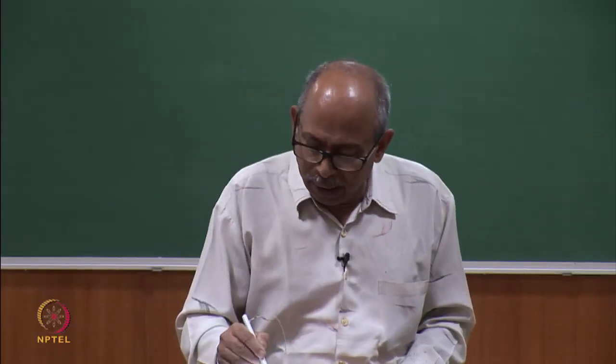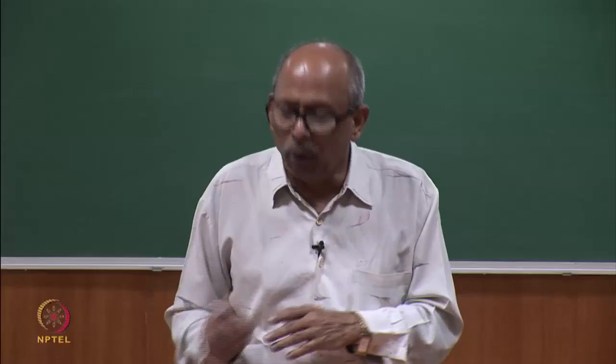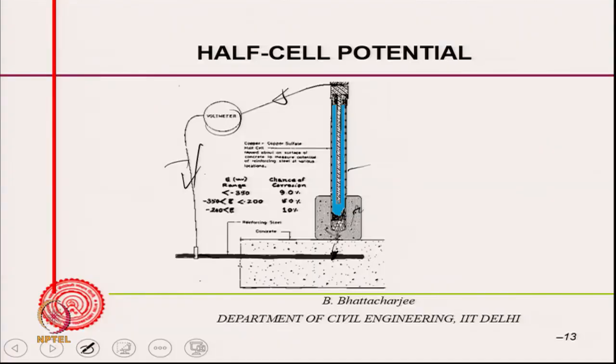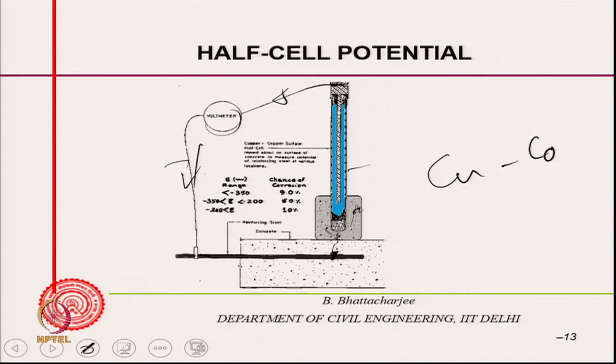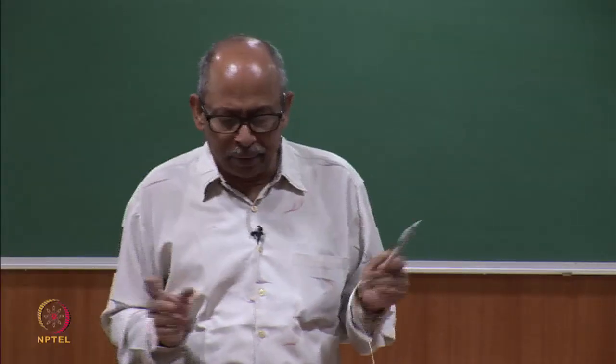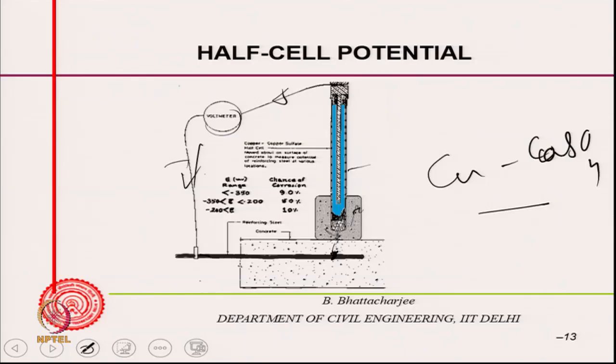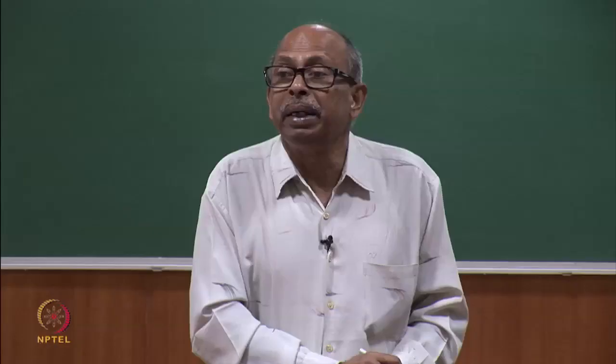So, this has a standard copper sulphate electrode: a copper rod in copper sulphate. That is called the CuSO4 electrode, and that has been found to be most suitable. There can be other reference electrodes. ASTM suggests this, and you measure the potential, and if it is more negative than minus 350 millivolt, the chance of corrosion is 90%.